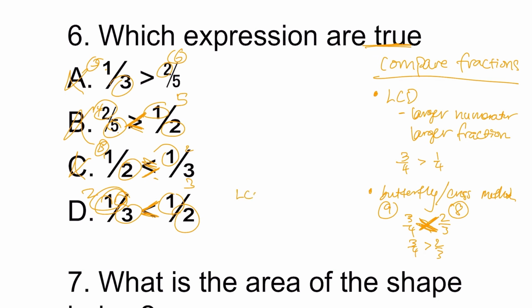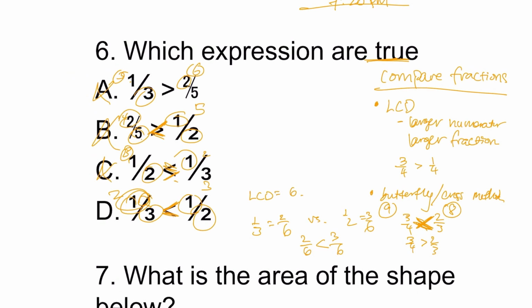You can also do the LCD method, which in this case is 6. You could rewrite the fractions, and you get 1/3 is 2/6 versus 1/2, which is 3/6. So here we see that 3/6 is greater than 2/6. So just to summarize, for this problem, you have to recognize how to compare fractions. And we compare fractions with the LCD method or the multiply method.